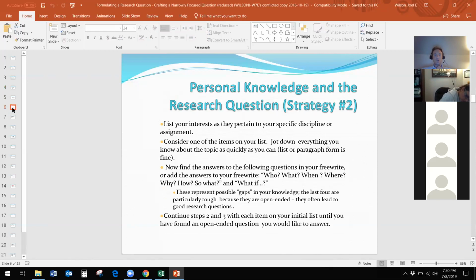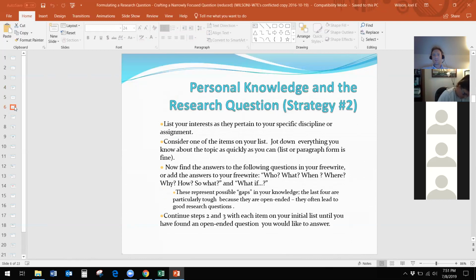Strategy two is going to be to list your interests. So what would be some dream jobs of yours? What would you love to go into specifically? And then begin the process there. What do you not know about a job? What do you know about the job that's a problem? What challenge do certain people face in that field?